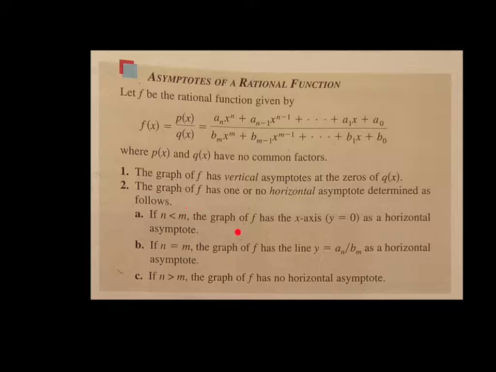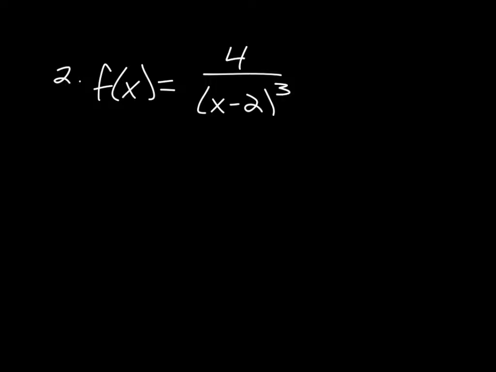To find horizontal asymptotes, all you're doing is comparing the degree of the numerator and denominator. So now let's do a problem. All right, so for this first section, they say find the domain of the function and identify any horizontal or vertical asymptotes. Okay, this is on page 278. This is number 2 here.